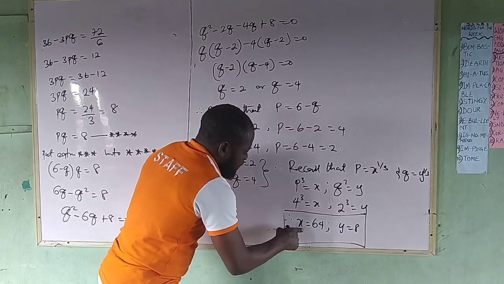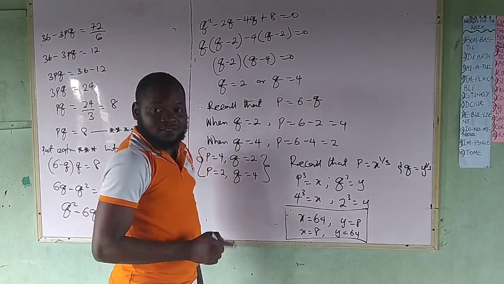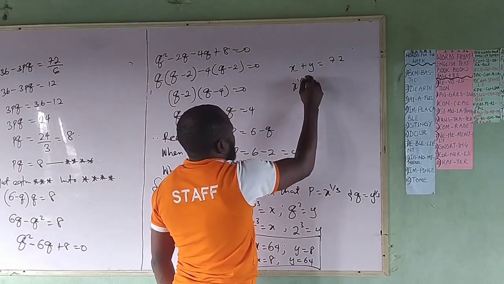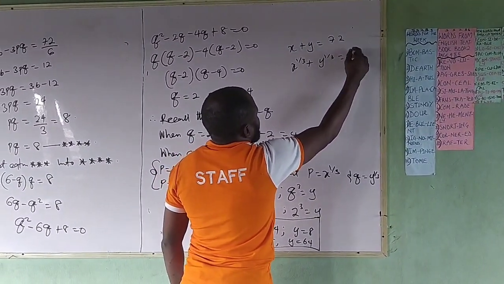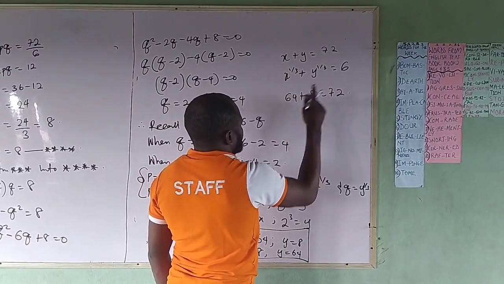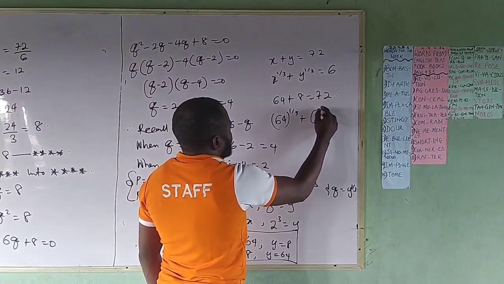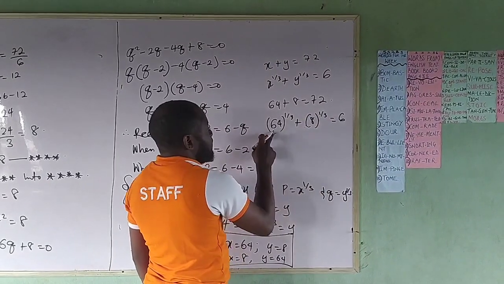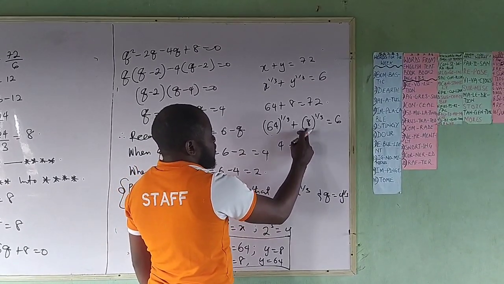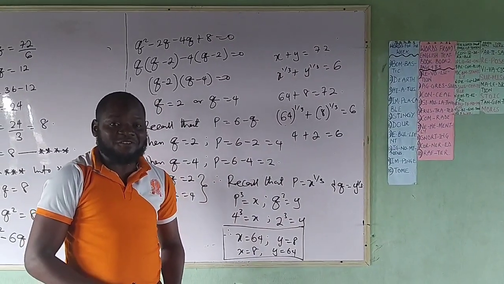And also, if x equals 8, then y will become what? 64. So let's check if it is right or wrong. The equation is x plus y equals 72, and x raised to power 1 over 3 plus y raised to power 1 over 3 equals 6. So 64 plus 8, that's 72, correct. And 64 raised to power 1 over 3 plus 8 raised to power 1 over 3, that's 6, because this is going to give us what? The cube root of 64, right? And that is 4, plus the cube root of 8, that is what? 2, and that's 4 plus 2, that makes 6. So that's the solution to the first one.